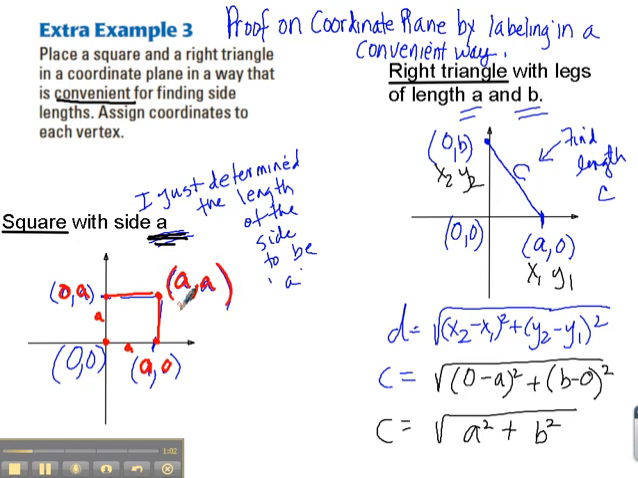You could place it anywhere else, but then you'd have to do stuff like x plus A and x plus A up and over. We're going to go with the simple. Always place one corner on the vertex, makes it much simpler.